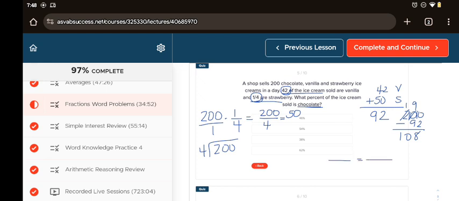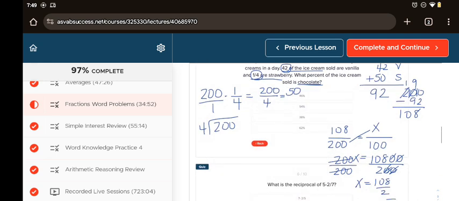So now, the percent of chocolate, we get 108 out of 200, which is the total number of ice creams. We don't know the percent, and this is 100. 200 times x is 200x. 108 times 100 is 10,800. And I'm going to divide by 200 on both sides. I can eliminate 2 zeros top and bottom. I'm left with 108 over 2. And when I do 108 divided by 2, I get 54. You can go ahead and work that out, but eventually you will get 54. So my answer here is 54%.